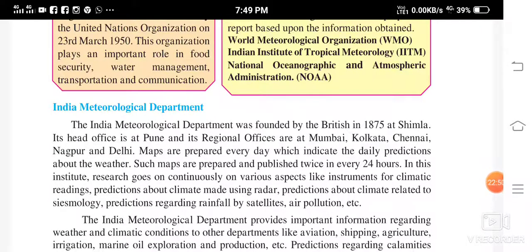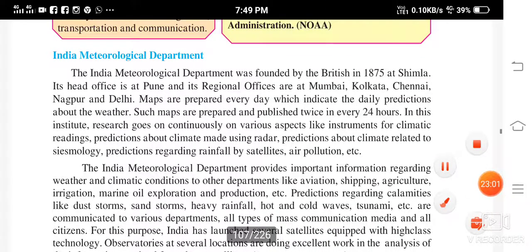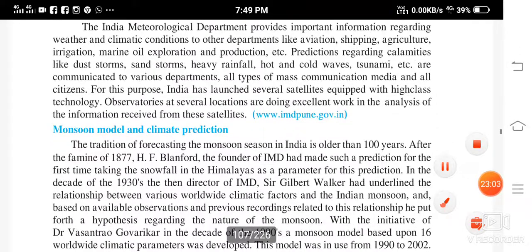See, by seeing this video clip, I'm sure you must have got a lot of information on how the Indian Meteorological Department, that is IMD, works, isn't it? Yes. So you should also go through the internet. Go through this website, www.imdpune.gov.in. You will get a lot of information. You have to go through this.